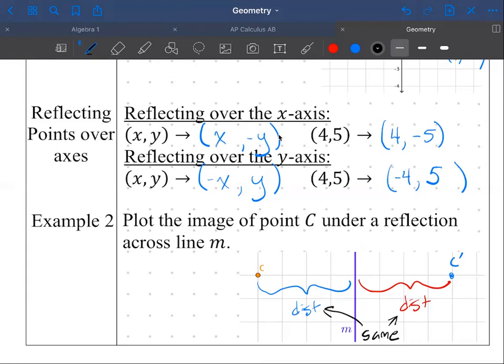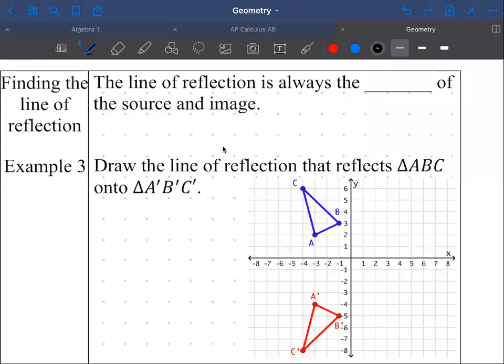Okay, so the line of reflection is always the what of the source in the image. You want to be thinking, if I have some sort of drawing of a point here, and I have a point here, and I know that maybe the first one was a source and the second one was the image. I'm trying to find the line of reflection now. Where do I put it?